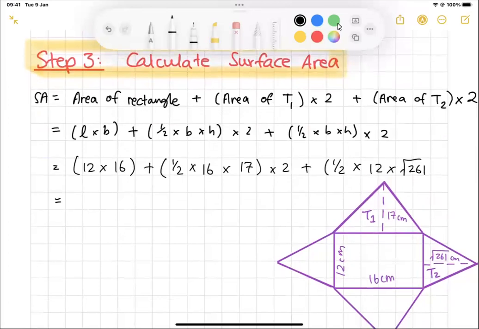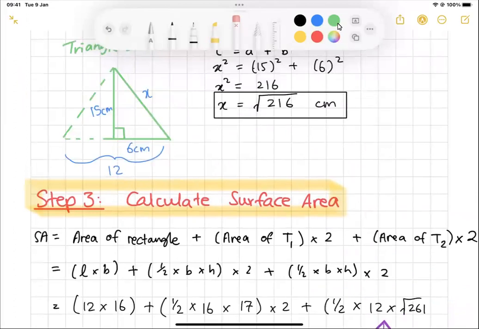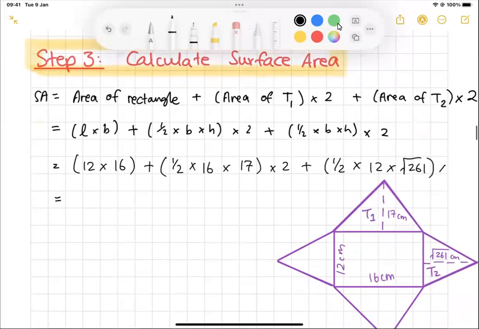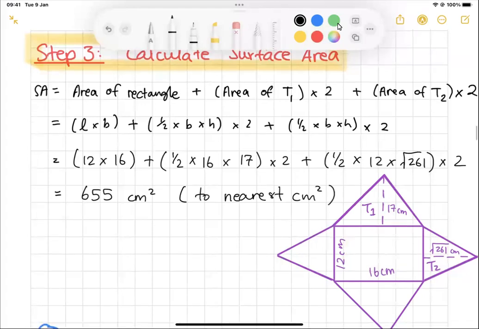Apologies here, it should be 216. Times this by 2. Put that all into your calculator and you should get 655 centimeters squared to the nearest centimeter squared. Okay, that's our second example.